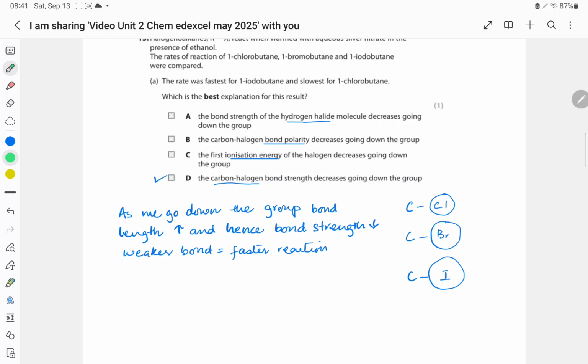As we go down the group, remember when we are going down the group from chlorine, bromine and iodine, the size of the anion is also increasing. So as we go down the group, the bond length increases, and hence the bond strength decreases. Because the bond length is increasing, that is making the bond weaker. So as the bonds are weaker, they react much faster. So the only correct option is that carbon-halogen bond strength decreases going down the group, that makes it react faster.